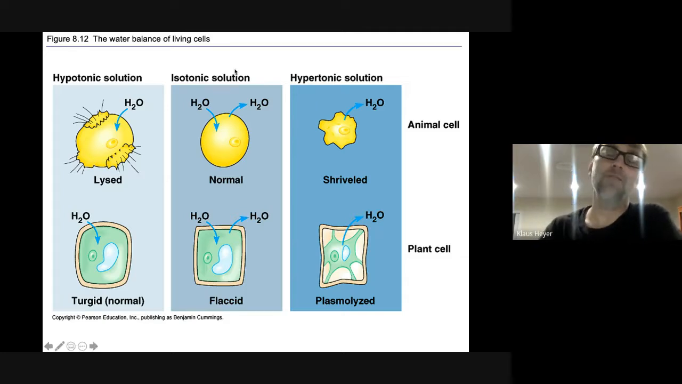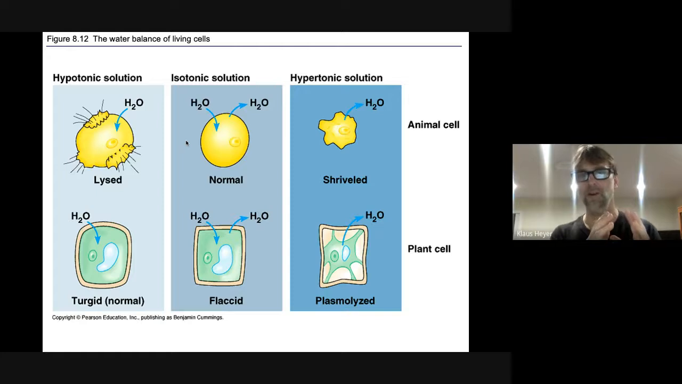So for our body, we keep everything normal. We keep it isotonic. We keep the same amount of salt inside of ourselves versus outside of ourselves because we don't want things moving. We don't want water to leave the cell or stay in the cell. That didn't make sense. You know what I'm saying? You don't want it to burst, which we're using the word lyse, or shrivel up.